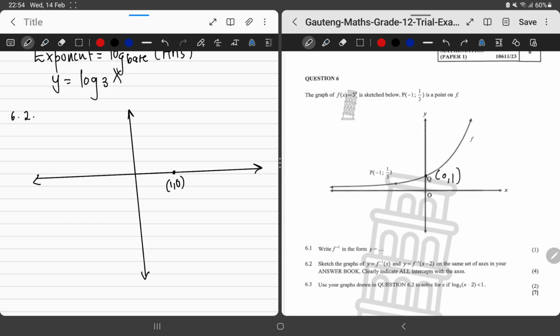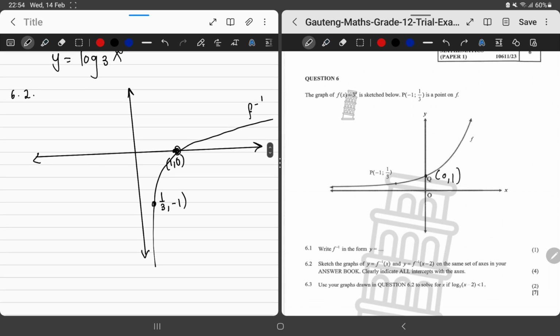And then now we're going to look at point P. So now the coordinates must be (1 over 3; negative 1). This is going to be (1 over 3; negative 1). So we just swap the coordinates. And then my graph is going to look something like that. And then that is the graph of the inverse.